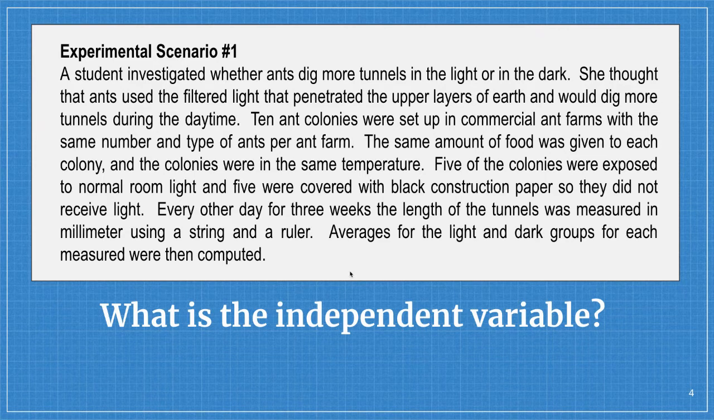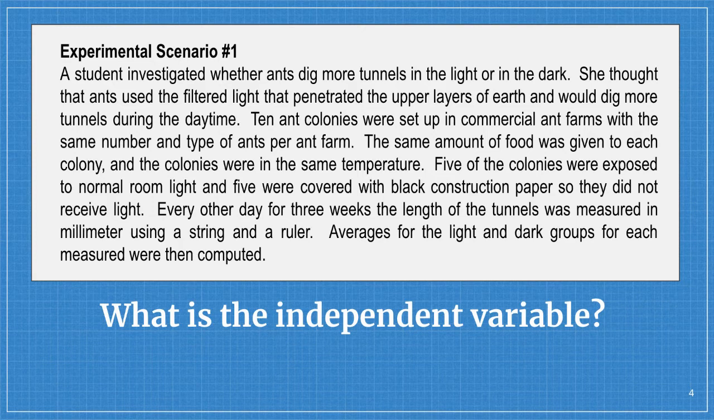Experimental scenario number 1. A student investigated whether ants dig more tunnels in the light or in the dark. She thought that ants use the filtered light that penetrated the upper layers of the earth and would dig more tunnels during the daytime. 10 ant colonies were set up in commercial ant farms with the same number and type of ants per farm. The same amount of food was given to each colony, and the colonies were in the same temperature. 5 of the colonies were exposed to normal room light, and 5 were covered with black construction paper, so they did not receive any light.